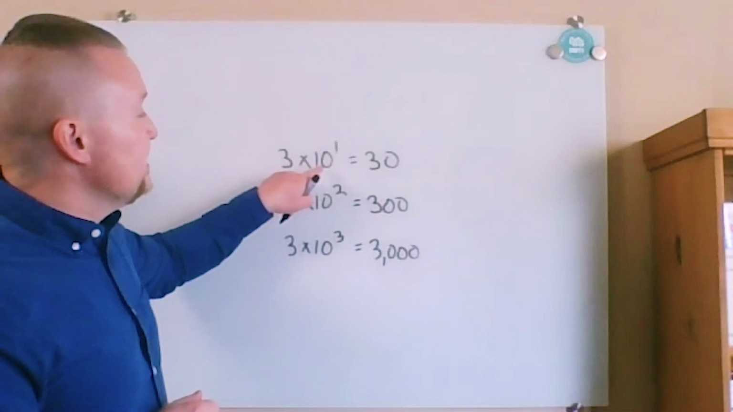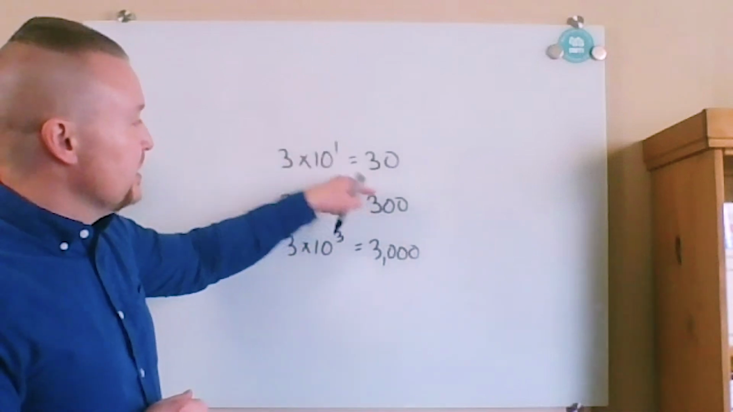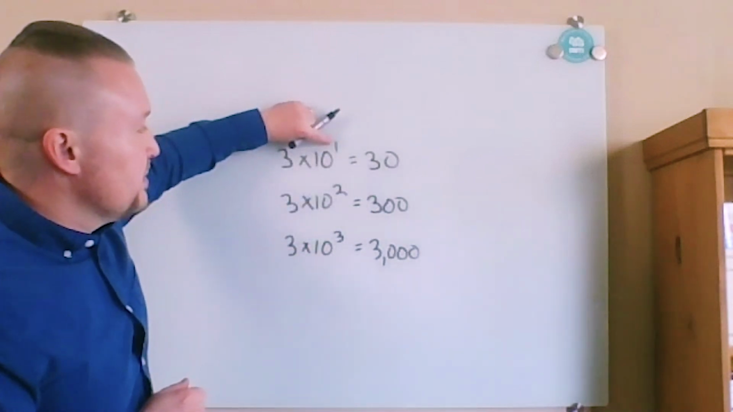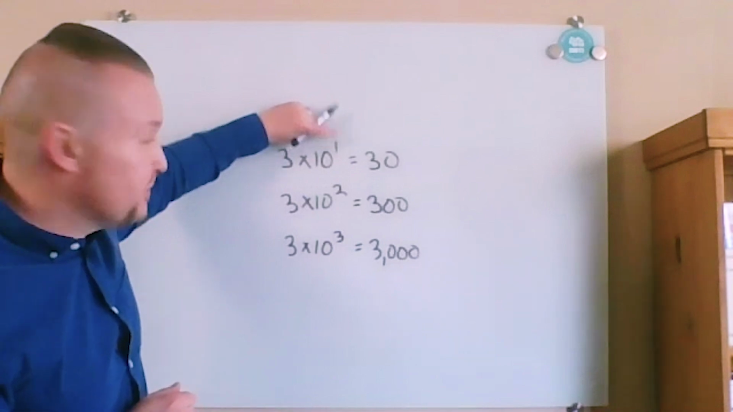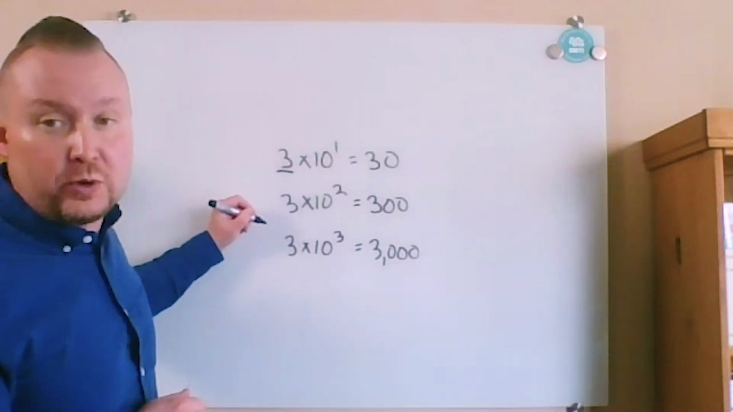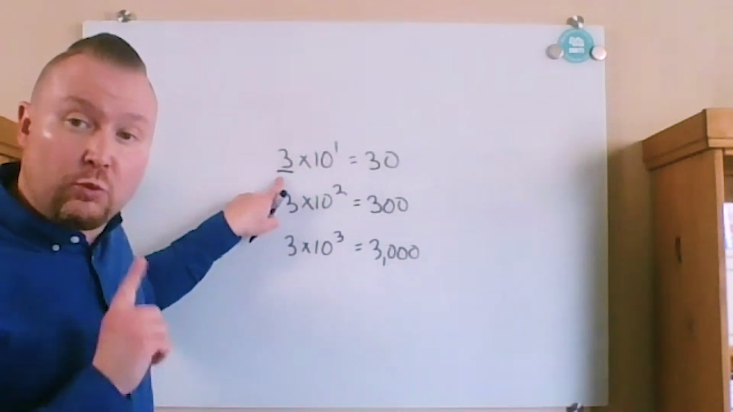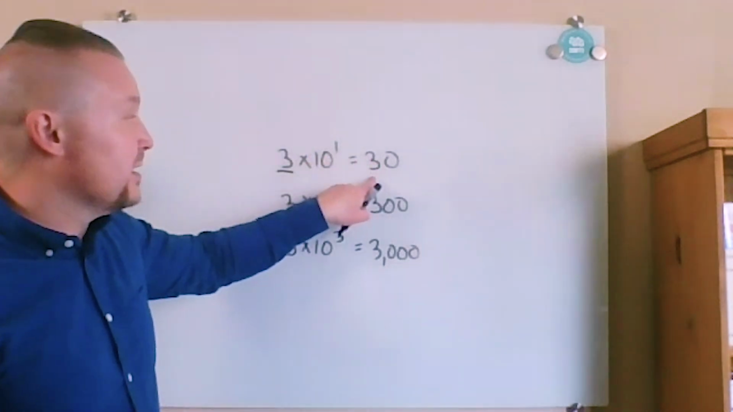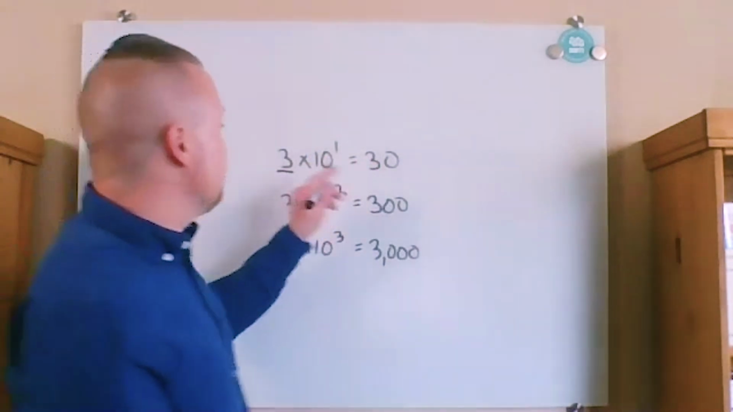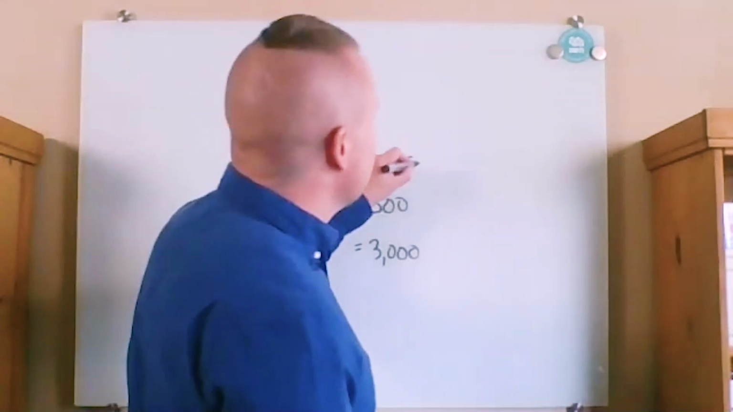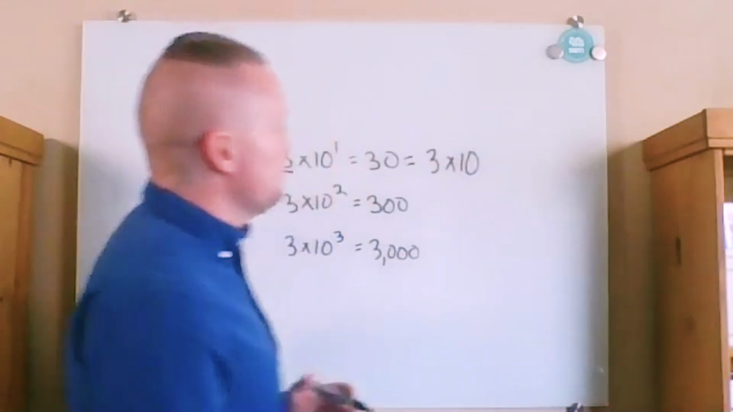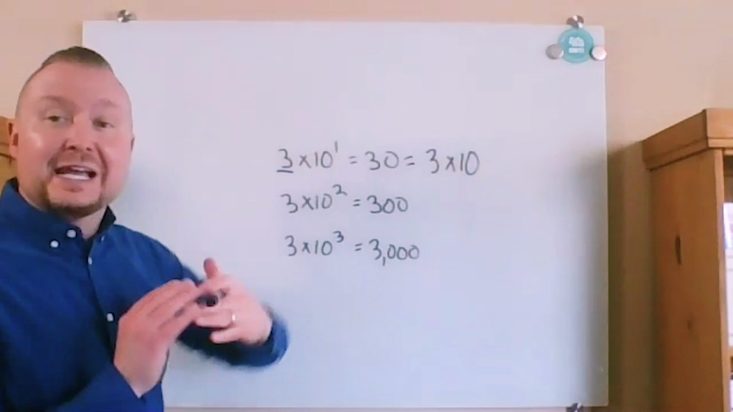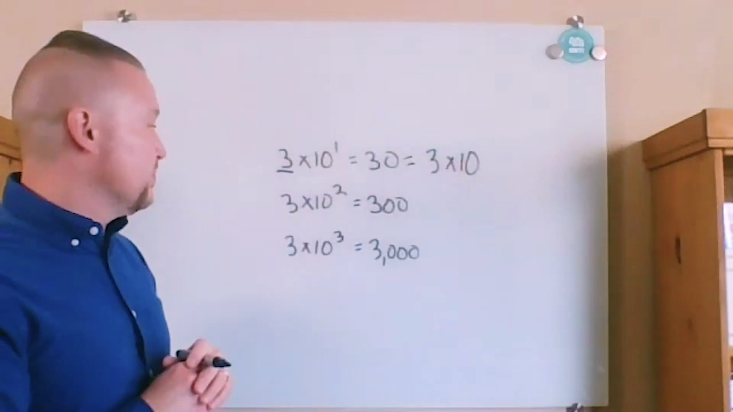So if we say that 3 times 10 to the first is 30, that exponent is actually telling you how many place values the 3 is going to increase. Here it's 3 units of 1, and it increases by 1 place value to become 3 units of 10. And that's because 3 times 10 to the first is just 3 times 10, because the exponent is really how many powers of 10 you're multiplying by.